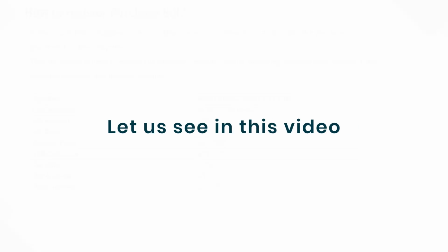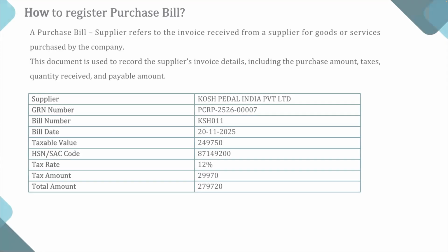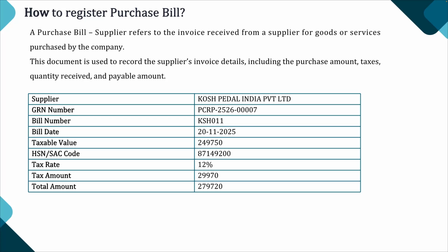Let us see in this video how to register a purchase bill. A purchase bill refers to the invoice received from a supplier for goods, or services purchased by the company. This document is used to record the supplier's invoice details, including the purchase amount, taxes, quantity received, and payable amount.